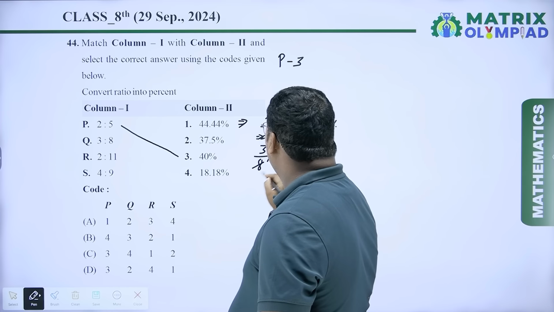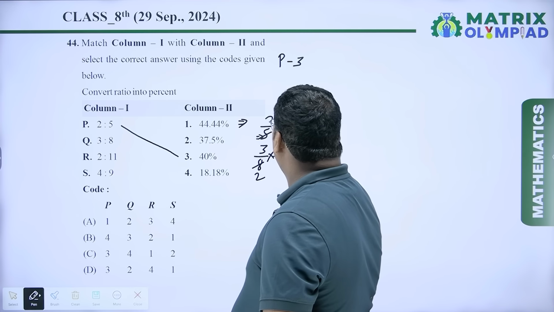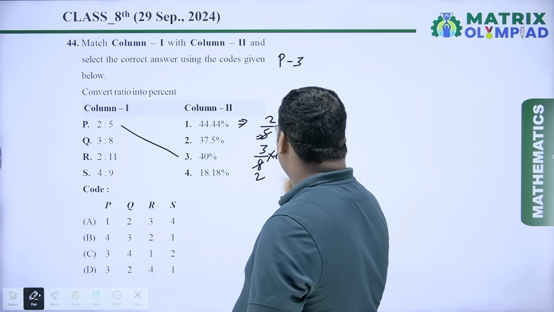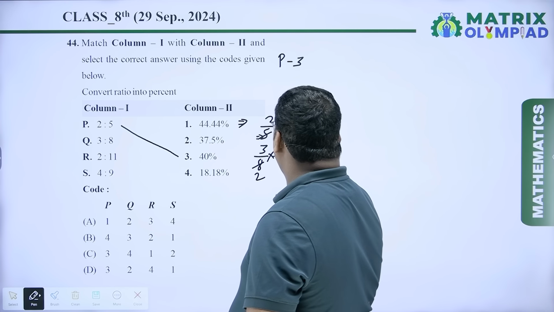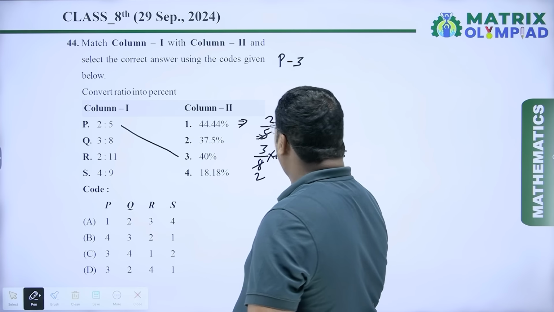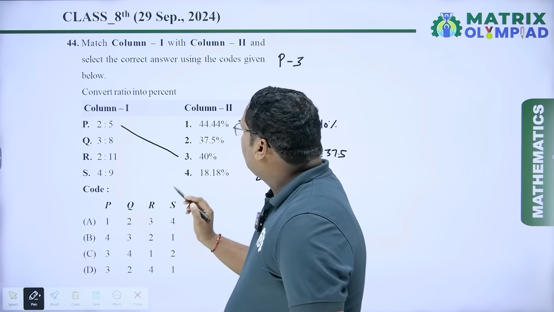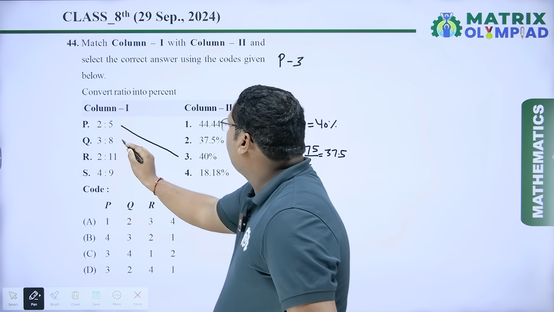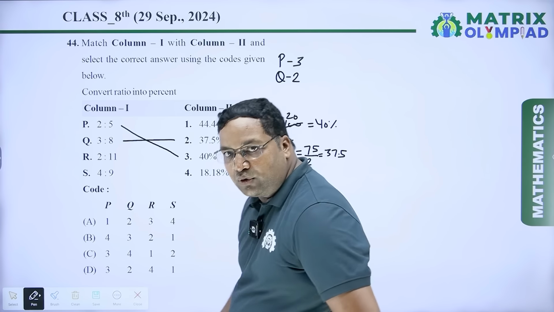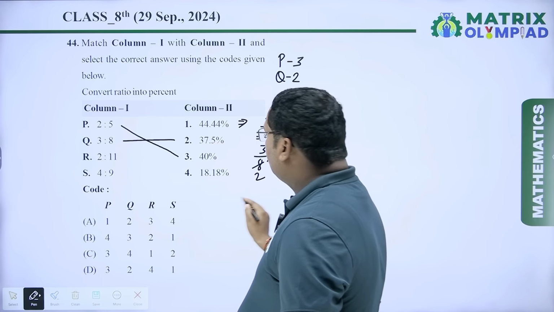So it is 4 2s are 8 and 4 को 100 से divide करेंगे. So we will get 25. So again 25 3s are 75. 75 upon 2 is 37.5. So the 37.5 is 2. So the answer of Q is option number 2.